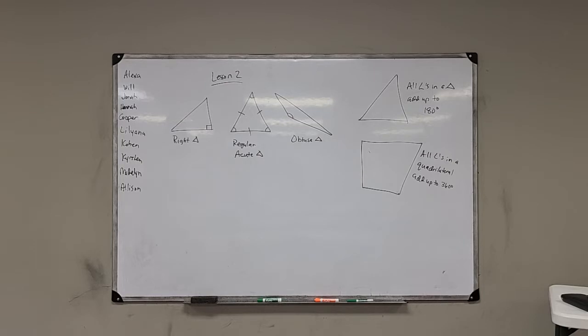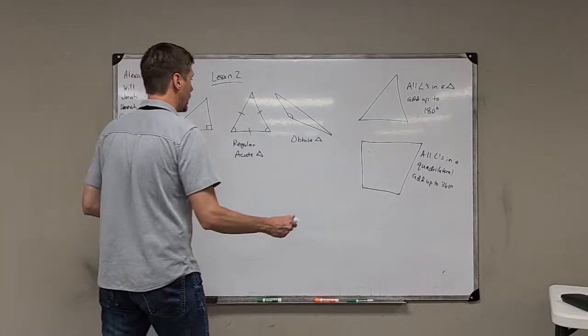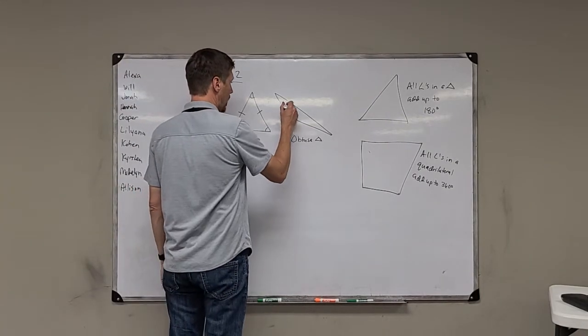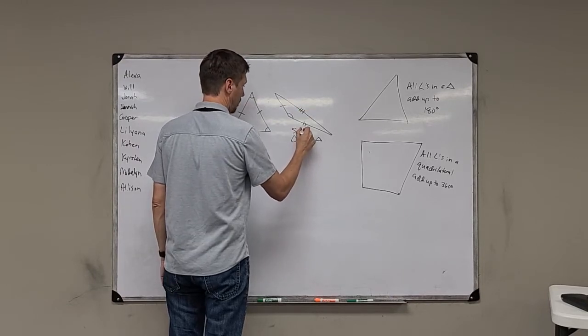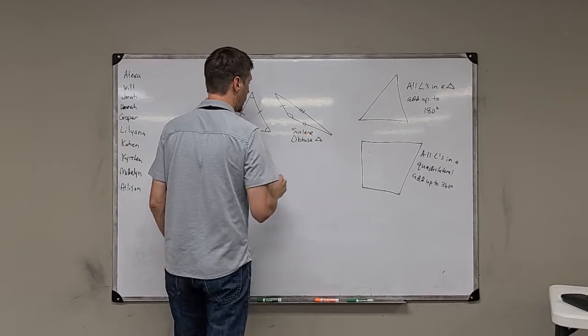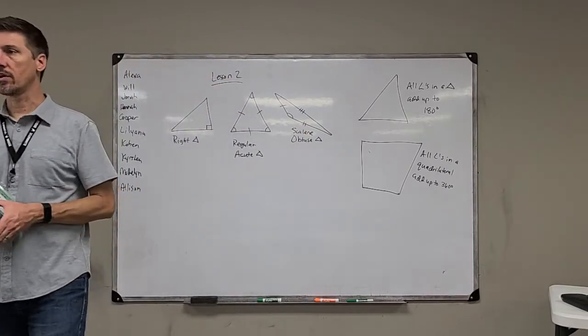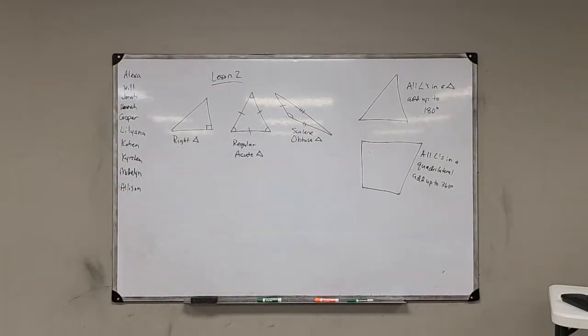The last thing that they note is you could have what's called a scalene triangle, and a scalene triangle just means that none of the sides have the same length. So if all of the sides have different lengths, then we say it's a scalene triangle.